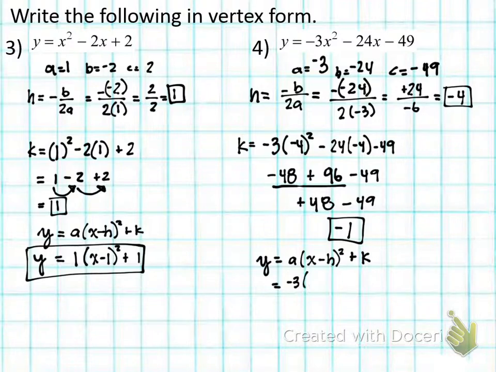Then we have x minus h. H is equal to what? -4, right? How do we do a -4? What should I write instead? +4, right? -4 is +4, right? Plus k. What's k equal to? How do I add a negative? Just subtract 1, right? Here's your equation.